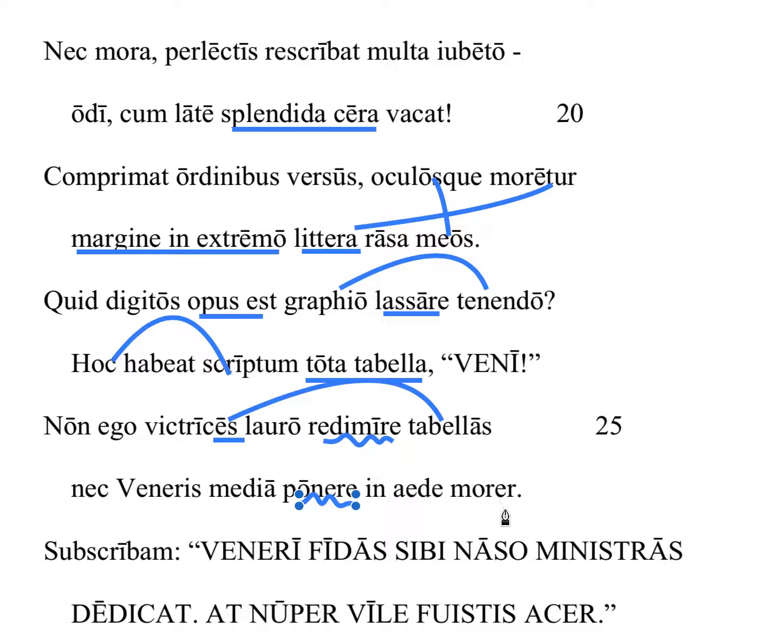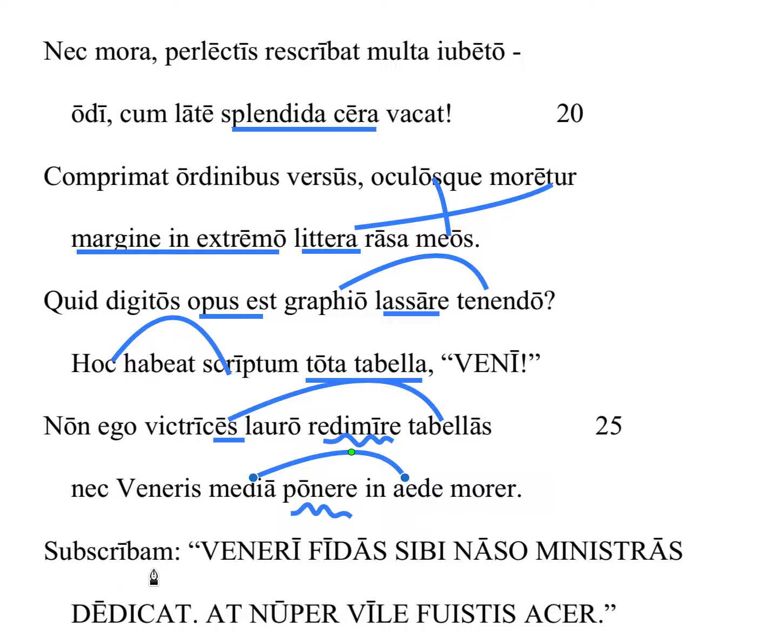So morere is again a present subjunctive. So let me not delay to wreathe my victorious tablets with laurel, and let me not delay putting, or maybe just to put, or maybe just putting those victorious tablets in the media ide, in the middle of the shrine of Venus. So as soon as I get it back and she says, okay, come on over, without delay, I'm gonna put laurel on those tablets. I'm gonna dedicate them to Venus, and subscribam, I will write under.